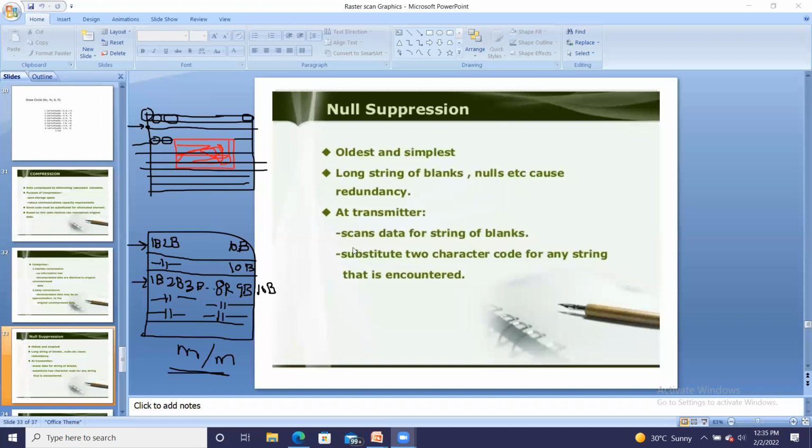At the transmitter, it scans data for strings of blanks and substitutes a character code for any string that is encountered. So instead of blanks, we are going to put an end of line character, so that it will be considered that the line has ended. Accordingly, we substitute the remaining blank symbols by just a dollar or hash, which indicates that the blanks can be replaced by the dollar sign. Once the dollar is reached, it means that the line has ended. That is done in null separation. It is one of the methods for file compression.